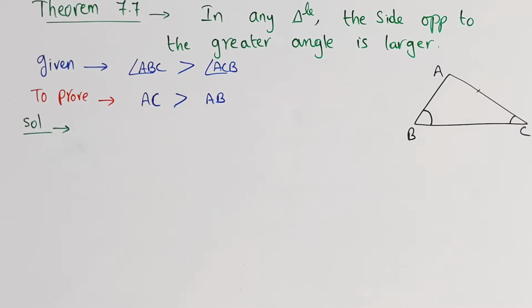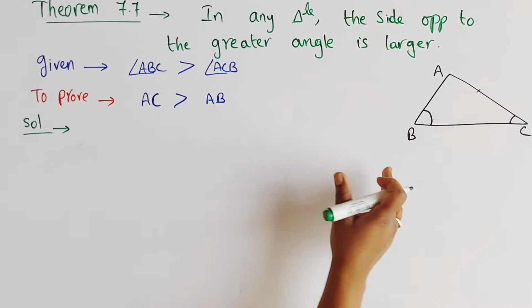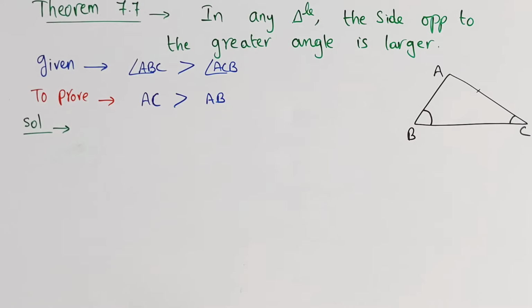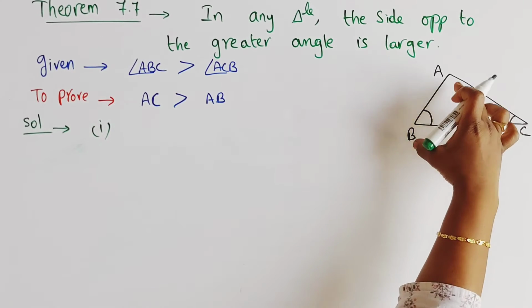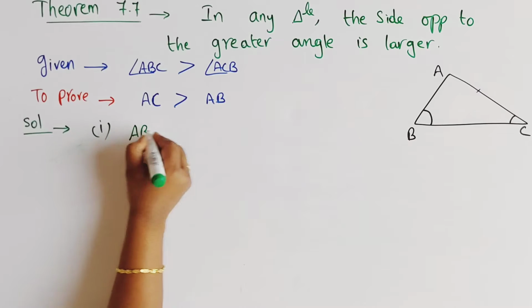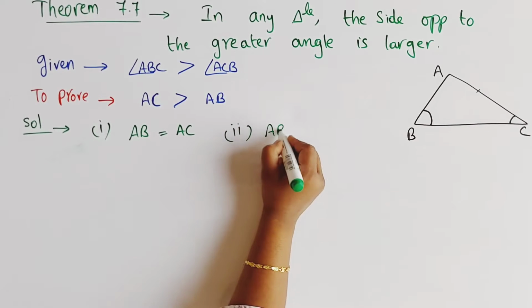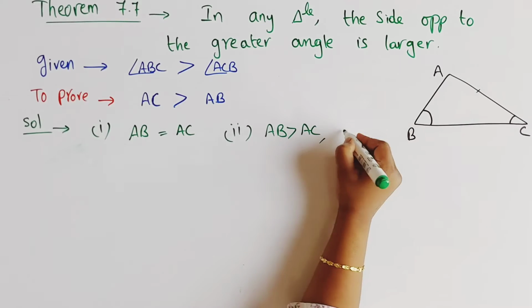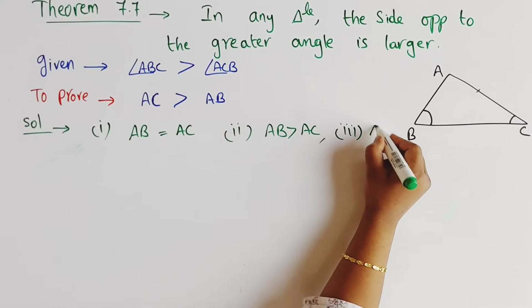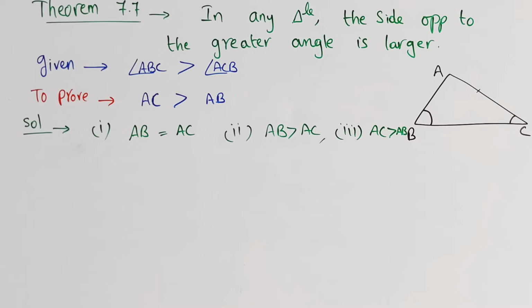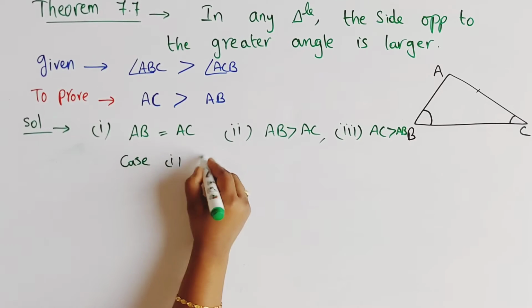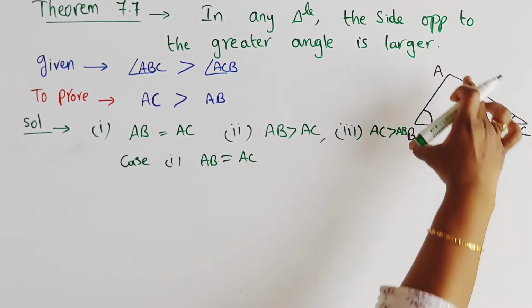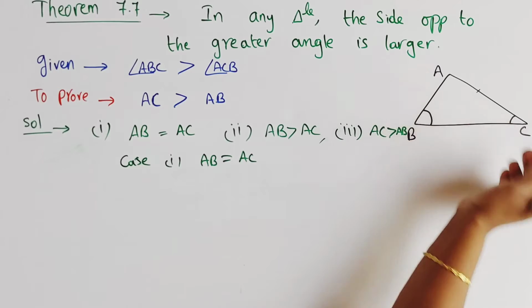Right, children? They have given that this theorem can be proved by the method of contradiction, children. That means we'll see the possibilities for AB and AC. In the first case, AB is equal to AC. In the second case, AB is greater than AC. And the third one, AC is greater than AB, children. Right? We'll go for the first one now. Let us think of case 1. Suppose AB equals AC. Right, children? Think AB equal to AC.